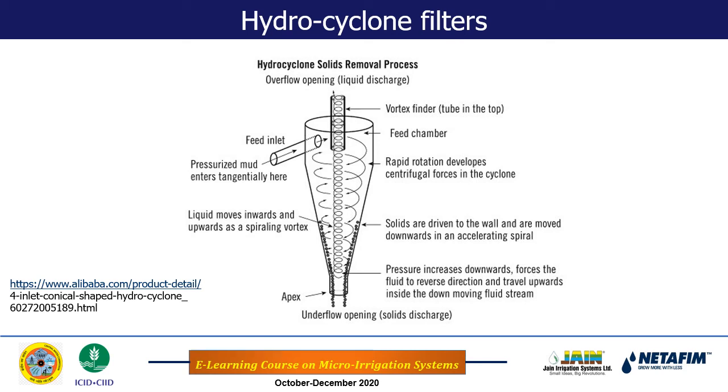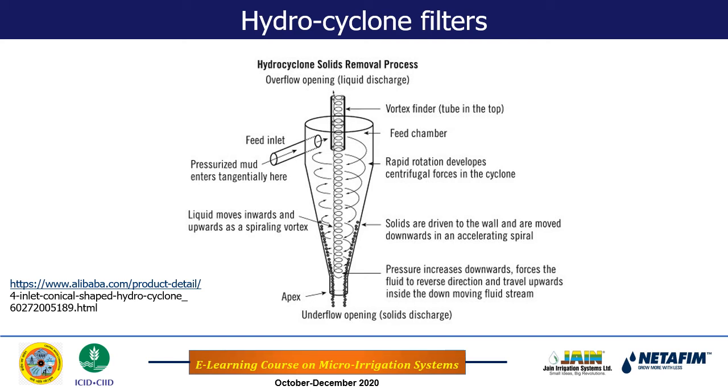Because of this, liquid moves inwards and upward as a spiral vortex like this. The liquid is moving inward, that is at the center, and also upward, that is towards the outlet. And solids are driven to the wall and are moved downwards in an accelerating spiral. So solids are moving downwards and also driven to the wall, and then they are collected into this tank, which we can remove as well.